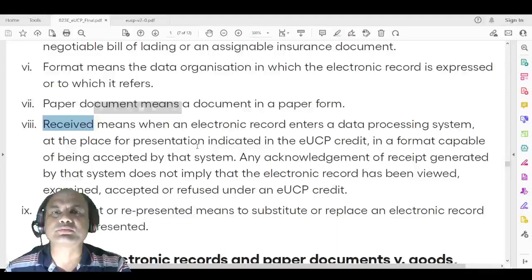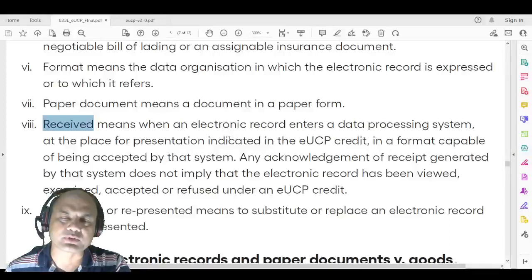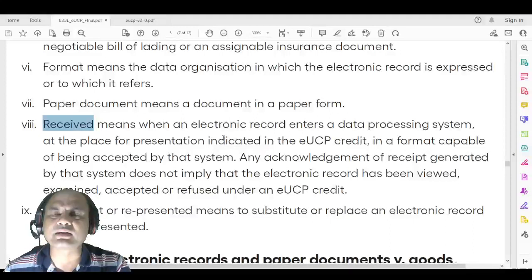Suppose you have to give me a document. Generally, this happens in software exports. Suppose you have to give me some document in e-form. So when will I consider that it is received? Suppose I give you this website and tell you to put this document on this website, in this format only. Here I'll give you a simple example.